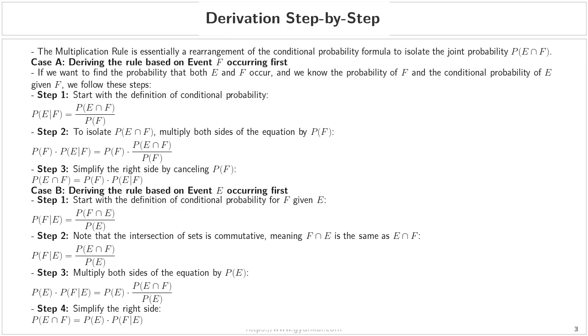As you can see, both cases lead us to the same result. We can find the probability of both events happening by multiplying the probability of the first event by the conditional probability of the second event. In the next slide, we will see how to apply these derived formulas to a real-world example involving marbles.